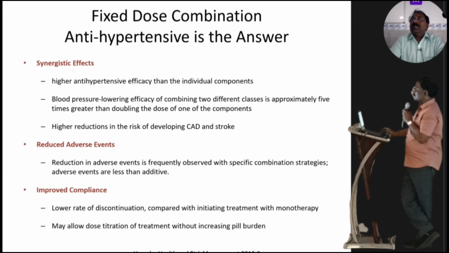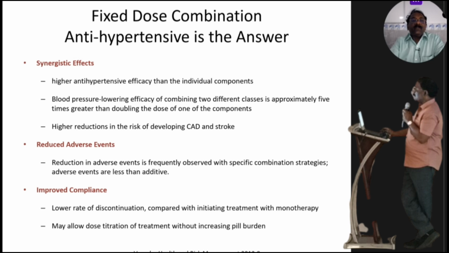See the advantage here. Blood pressure lowering efficacy of combining two different classes like amlodipine plus your metoprolol or your sartan plus amlodipine is approximately 5 times greater than doubling the dose of one of the components. So that is the reason combination therapy is preferable to monotherapy. Higher reductions in the risk of developing CAD and strokes when you are using the combination therapy.